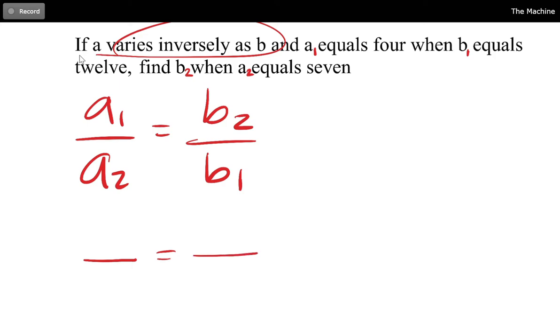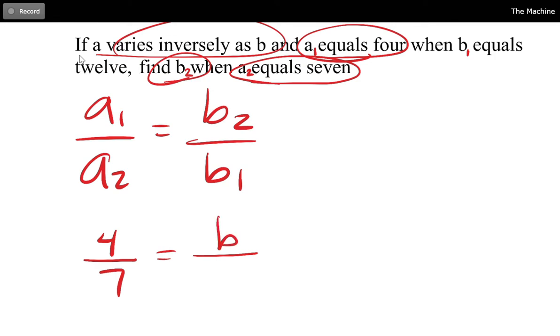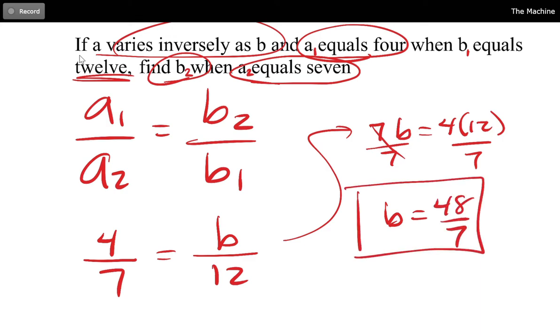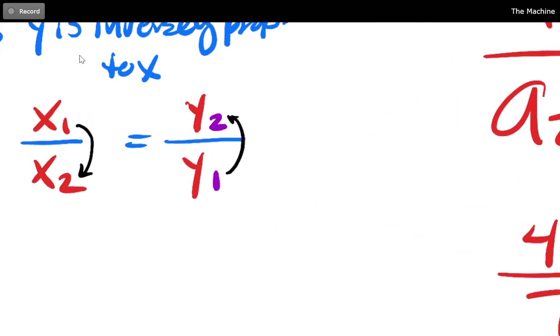What is A1? A1 is 4, so I'll put a 4 there. What is A2? A2 equals 7, so I put a 7 there. Now, not B1, it's B2. B2 on top. Find B2. Well, I don't know what that is, so that's my unknown B. When B1 equals 12, so there's 12. Okay, now set the cross products equal. 7B is equal to 4 times 12, and then divide by 7, and simplify. B is equal to, well, there we go, 48 sevenths. Nice. Okay, so if you're going to do it with proportions, make sure that you switch the direction.